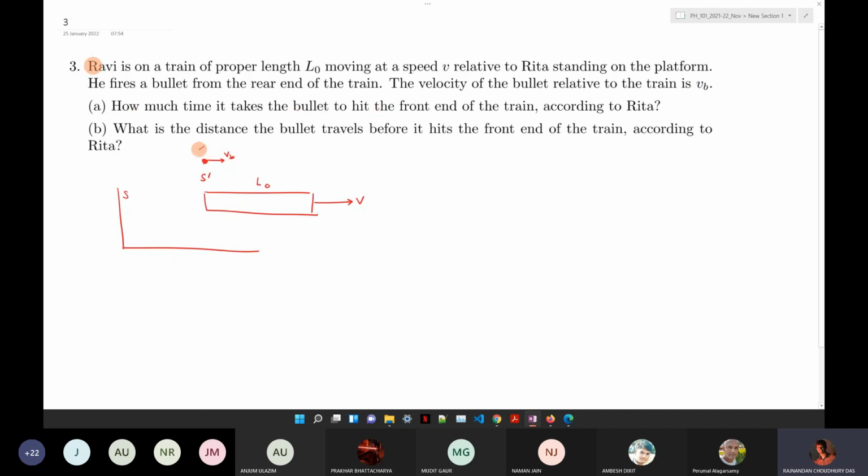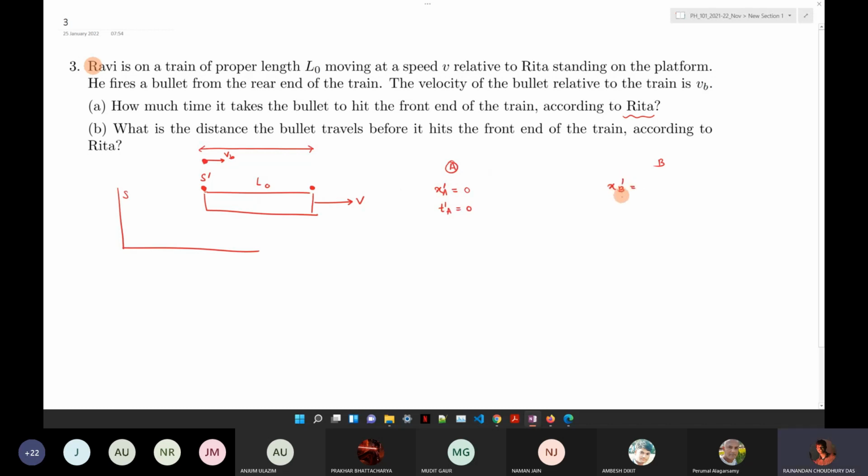So how much time will it take to reach from here to here? This much according to Rita. So from S, how much time will it take? We have to measure. This we can do again by considering the two events. Suppose event A, when the bullet is fired from here, and event B when it hits here. So position of A in the S prime frame will be equal to 0. Suppose we have fired it at t equal to 0.